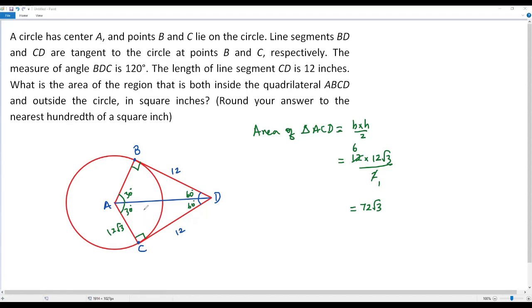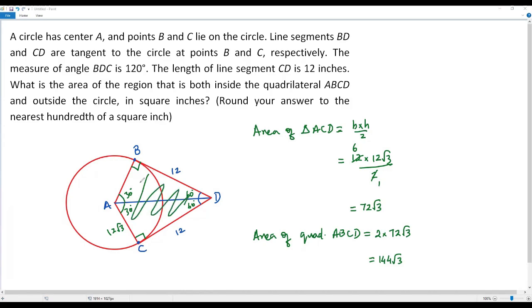As I said earlier, to get the area of the quadrilateral ABCD, we have to multiply the area of one of the two triangles by 2. Now let me get the area of the quadrilateral. Area of quadrilateral ABCD equals 2 times the area of one of the two triangles, that is 72 times square root of 3. Then we get 144 times square root of 3. Here I got the area of this quadrilateral ABCD.